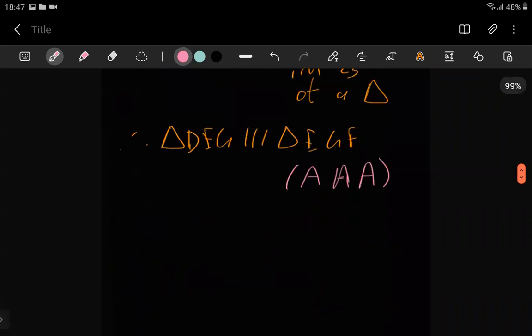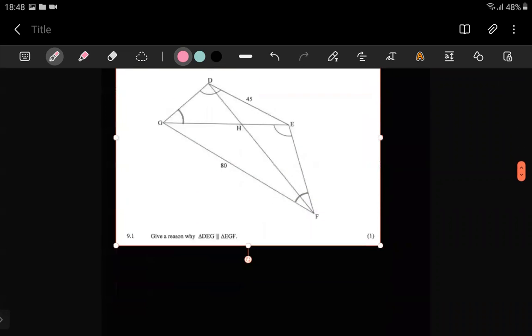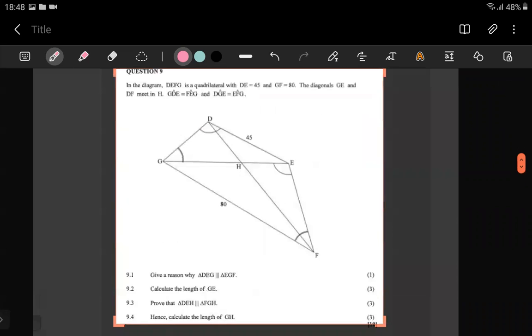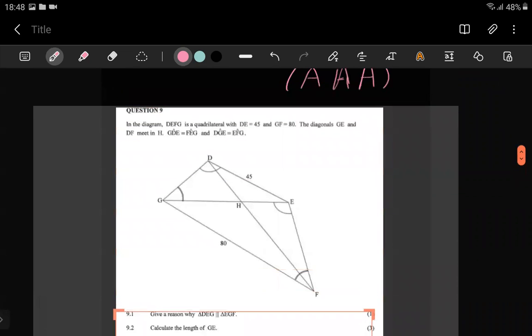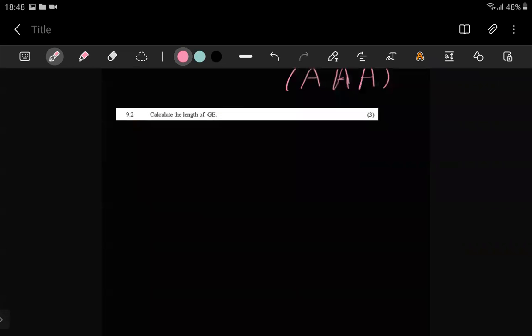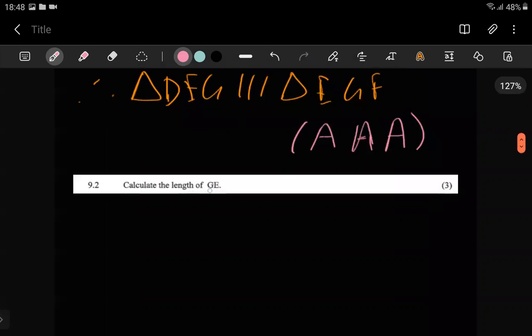Perfect. So the other 9 marks in this question is definitely a situation where we're going to have to make use of what we have gotten from 9.1. Because with 9.1, what we basically got there is similarity, triangles being similar to each other. So it says here, calculate the length of GE.